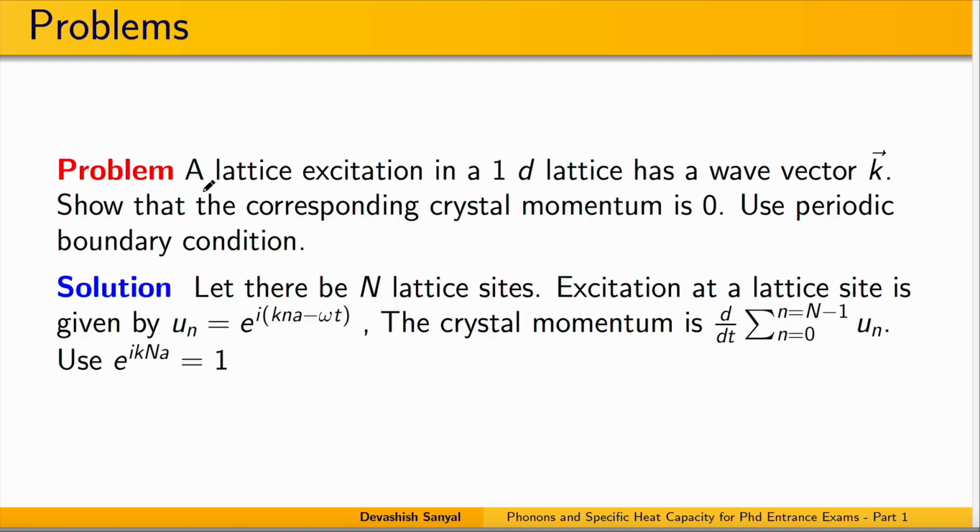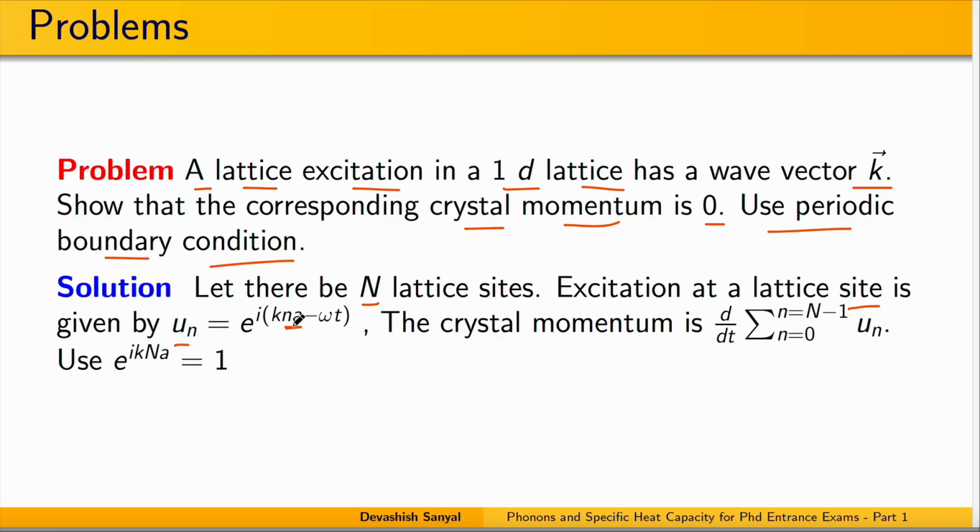The first problem is: a lattice excitation in a one-dimensional lattice has a wave vector k. Show that the corresponding crystal momentum is 0. And you have to use periodic boundary condition. So you have a lattice having, say, identical atoms at the lattice points, and there are n lattice sites. So excitation at a lattice site is given by u_n = e^{i(kna - ωt)}. So this na is the position of the lattice site.